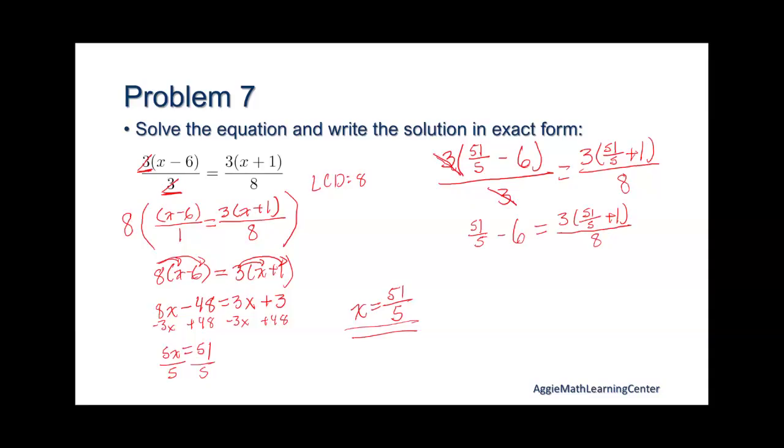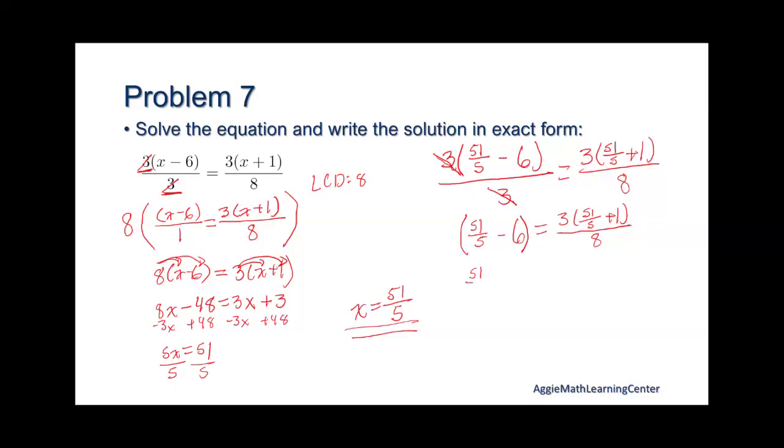Where else can we simplify? Can we multiply both sides by 8 again, or no? We could. What I think is going to end up being a little bit easier is if we find a common denominator within our parentheses and simplify within. So what would our common denominator be? 5.